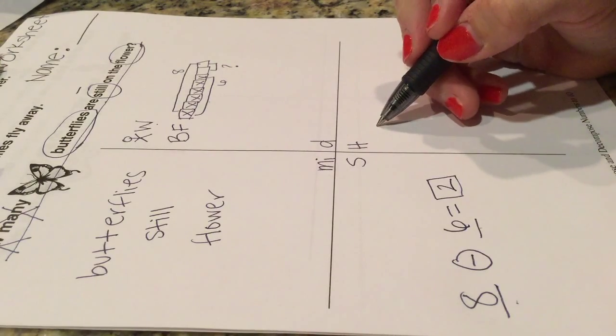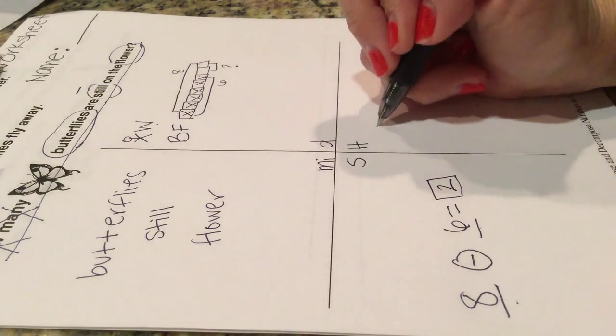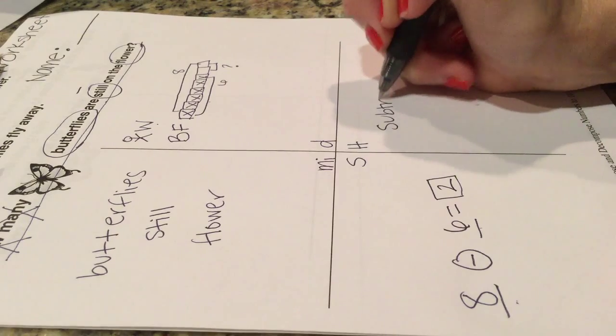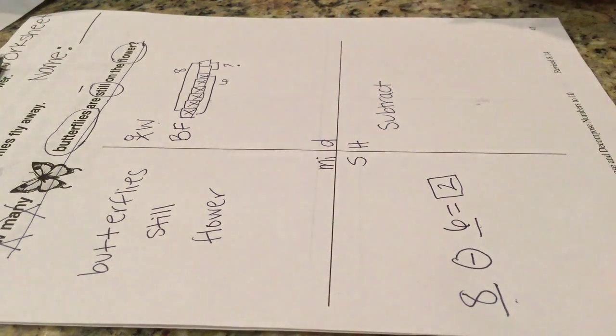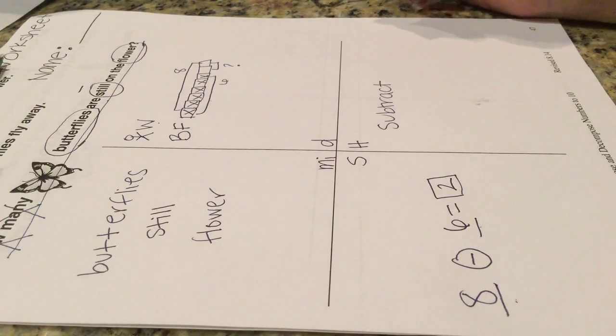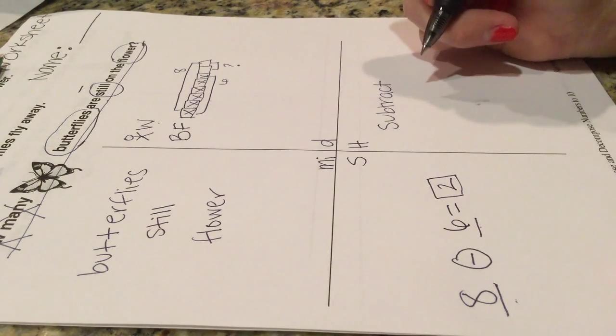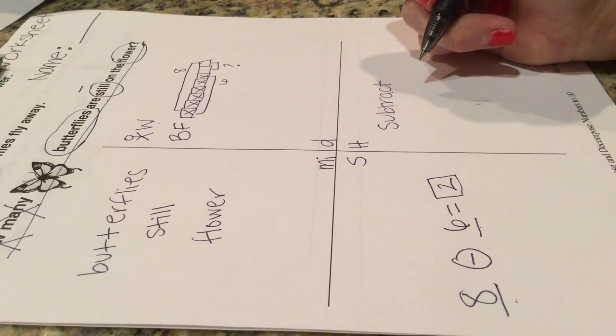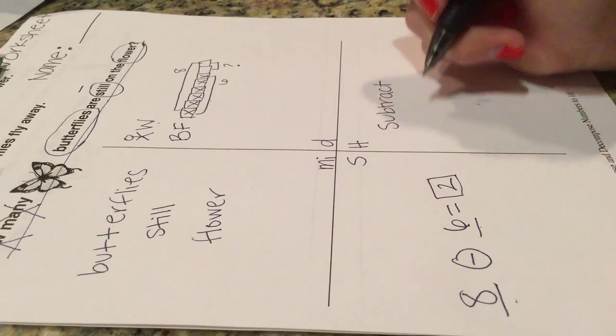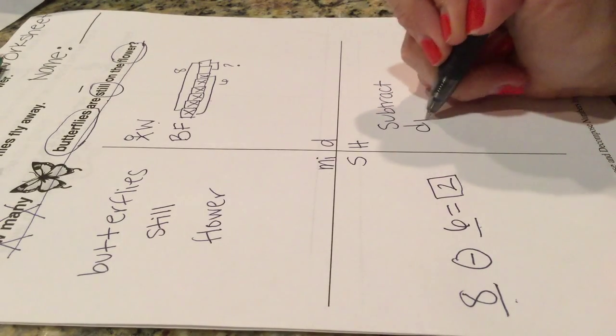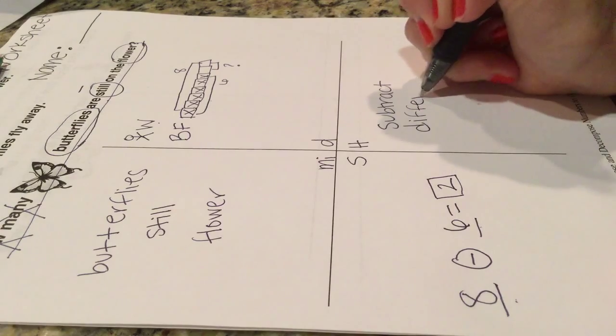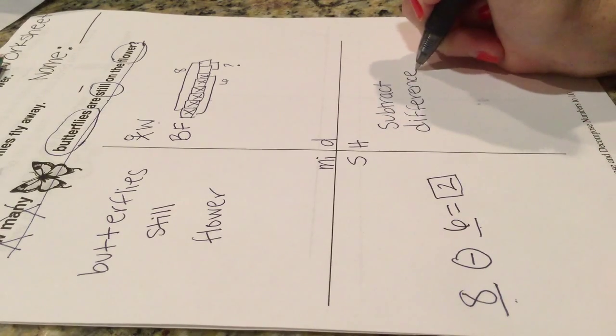And our how? Did we add or did we subtract? We subtract. Then you need to say sum or difference. Well, sum is a little word that means add, and difference is a long word just like subtract. So difference is the same as subtract.